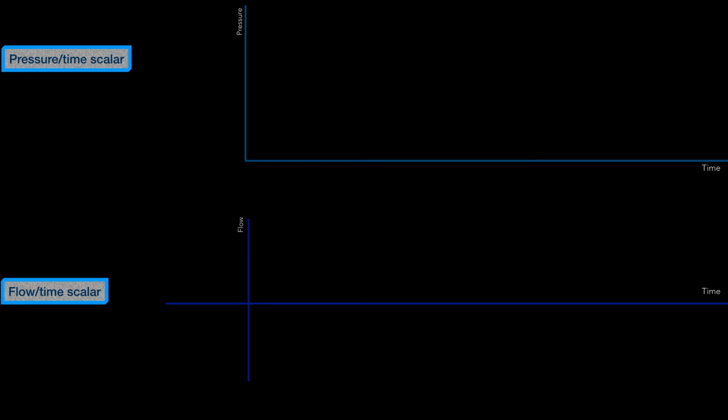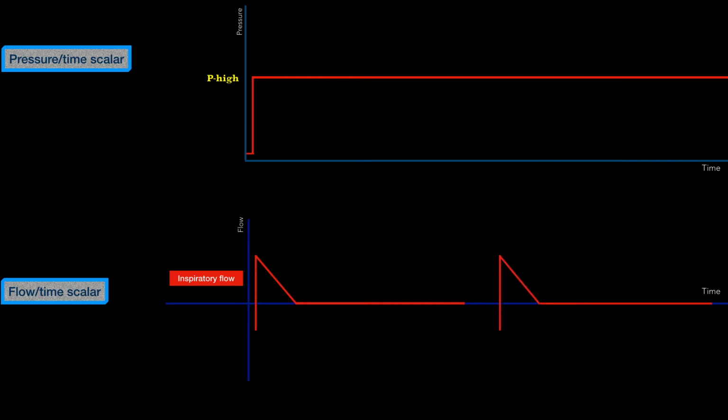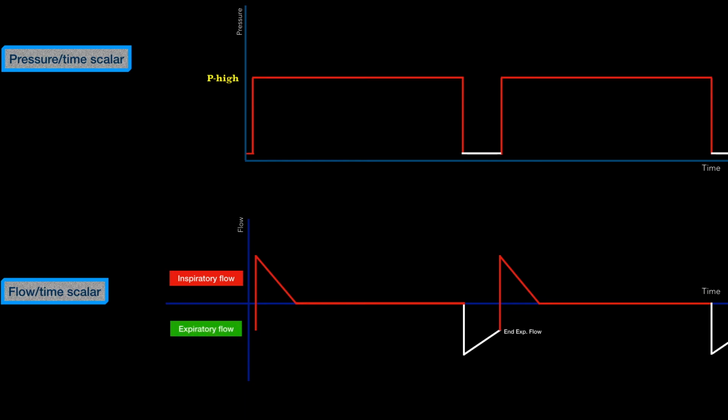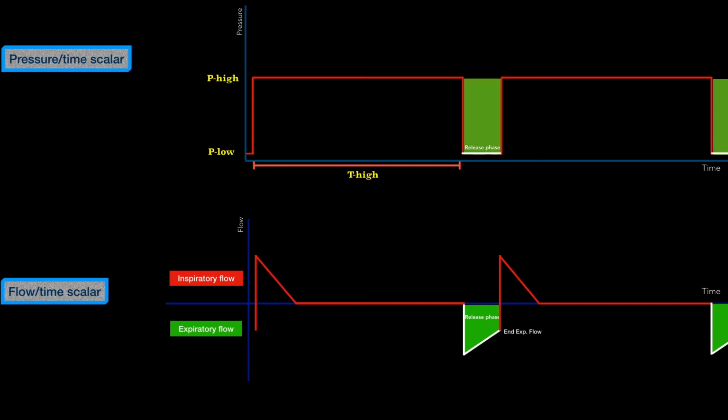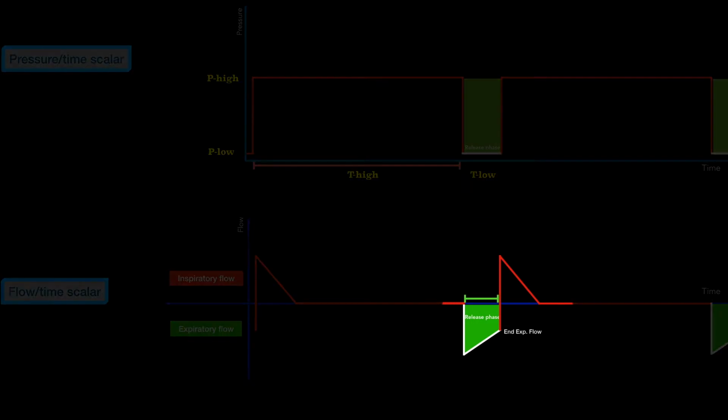From the previous video, we know that APRV is a continuous positive airway pressure with an intermittent release phase. The application of CPAP for a prolonged time maintains alveolar recruitment. There is a time-cycled release phase to a lower set of pressure for a short period of time. As we see in the flow-time waveform, the release time must be short enough to prevent de-recruitment.